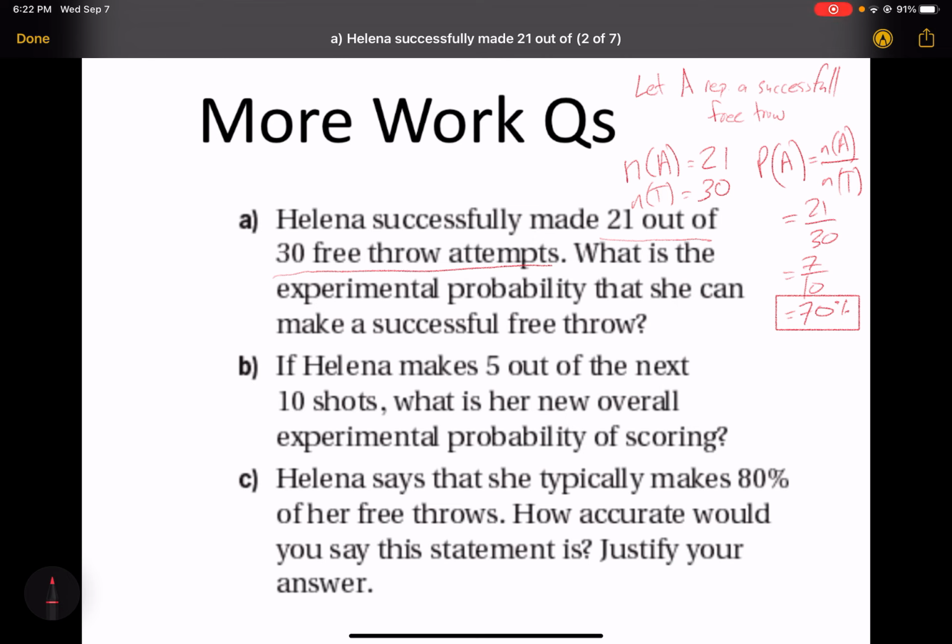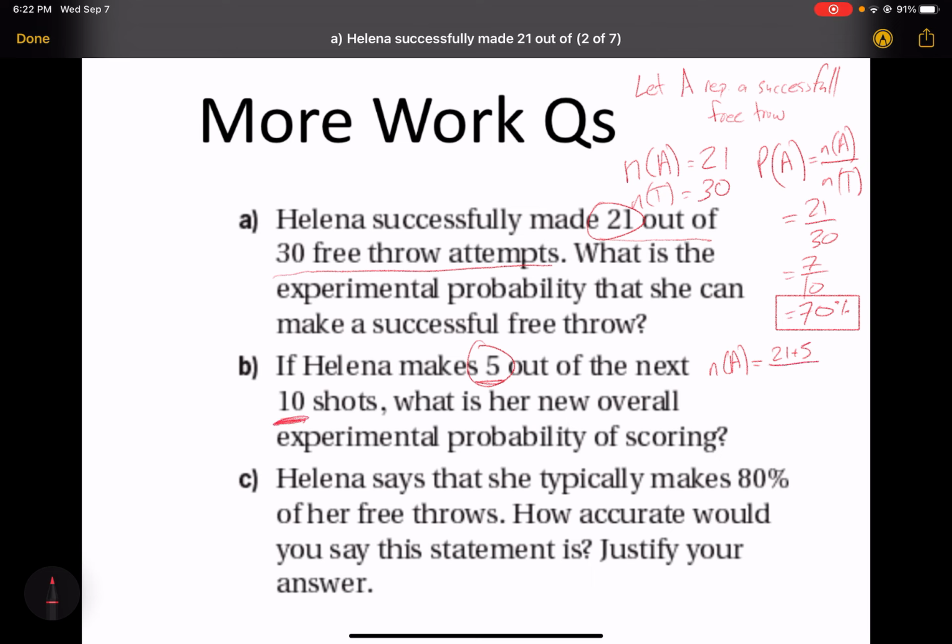If Helena makes 5 out of the next 10 shots, what is her new overall experimental probability of scoring? So if she makes 5 out of 10, well, total we have 5 and 21. So our new NA is equal to 21 plus 5.